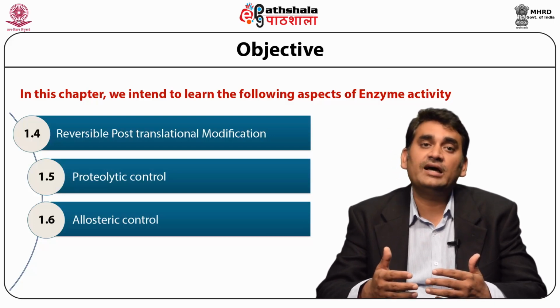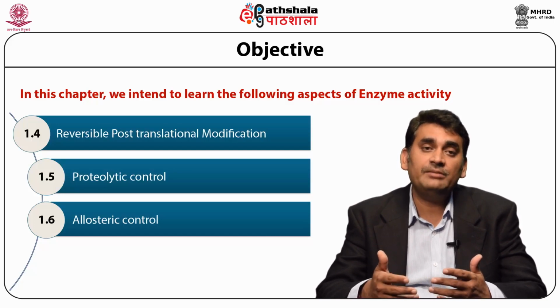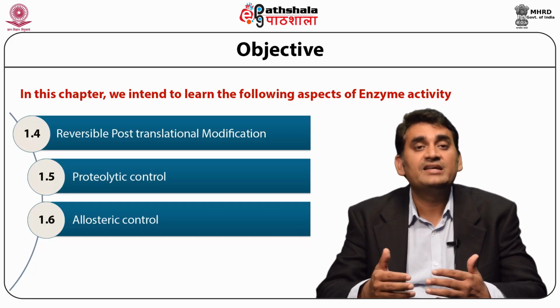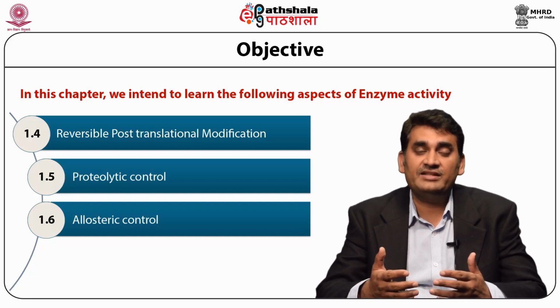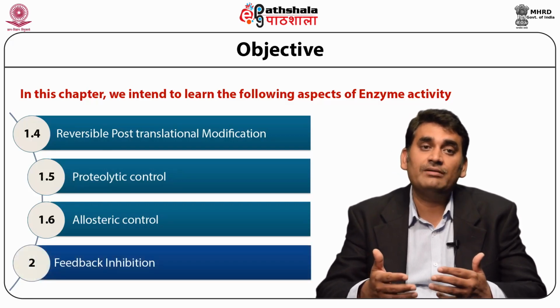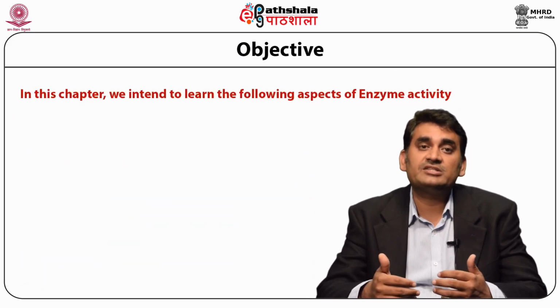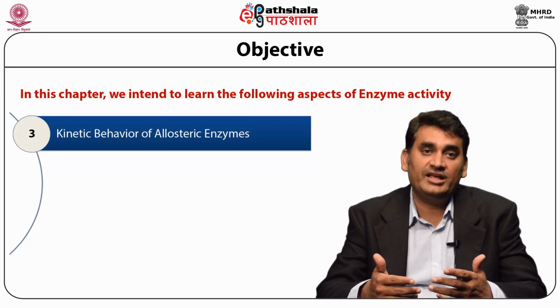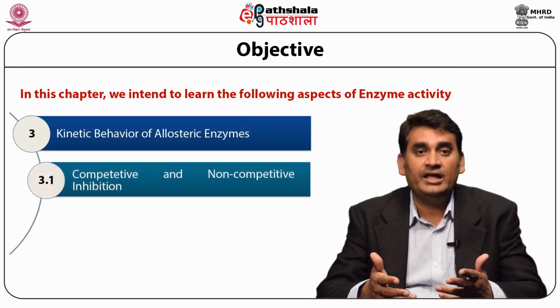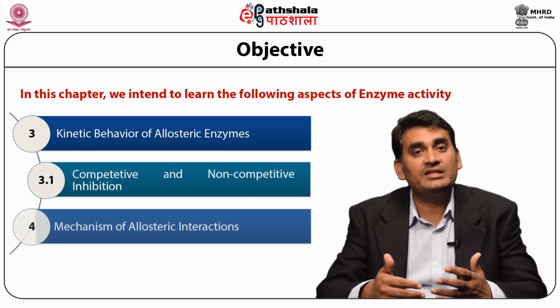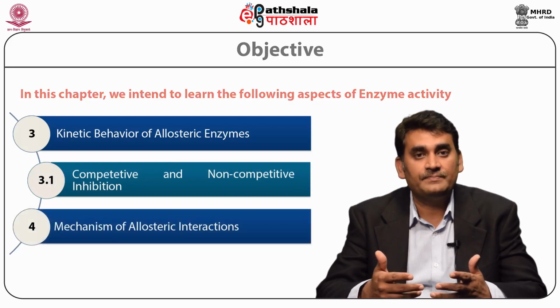Then how sometimes the substrate or the intermediates formed in any pathway can also regulate the activity of the enzyme through feedback inhibition. So we'll be talking about feedback inhibition. Then we will be studying the kinetic behavior of allosteric enzymes, which includes competitive and non-competitive inhibition. Then we will be studying the mechanism of allosteric interactions.